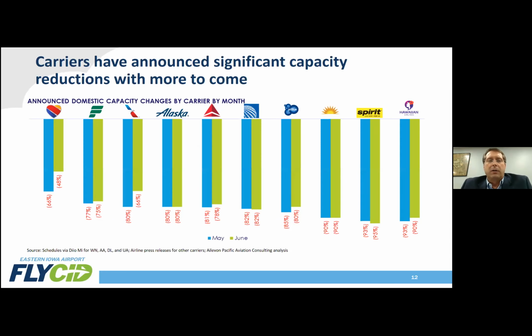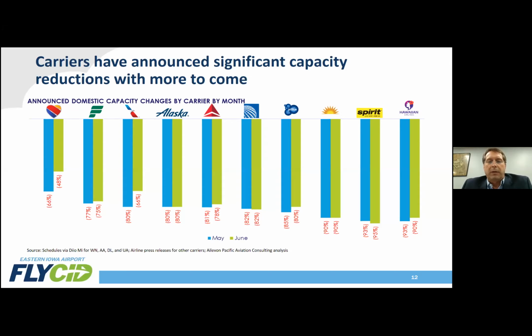There is for you what some of the carrier announcements have been by month, major carriers. So going left to right on my screen, Southwest in May announced a 66% reduction in aircraft operating. Frontier was 77% in May. Of course, the big one, American, is 80%. In June, they were down 66%.